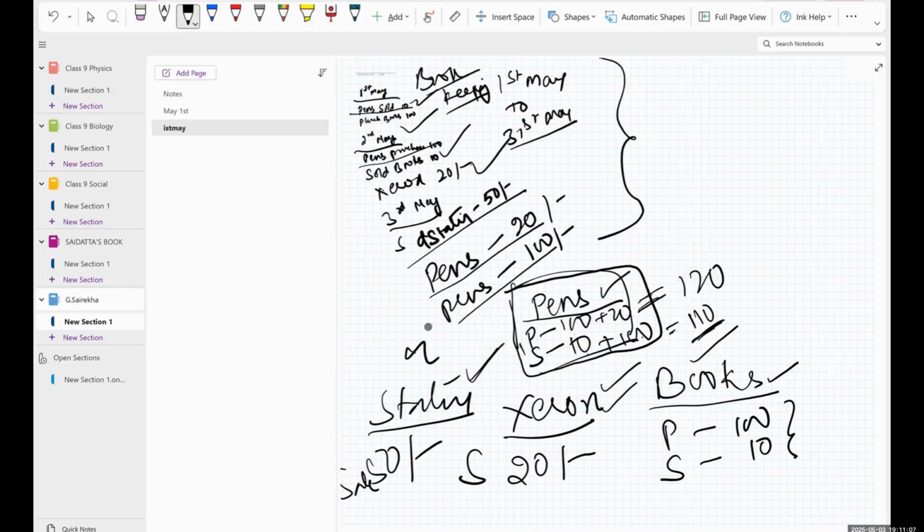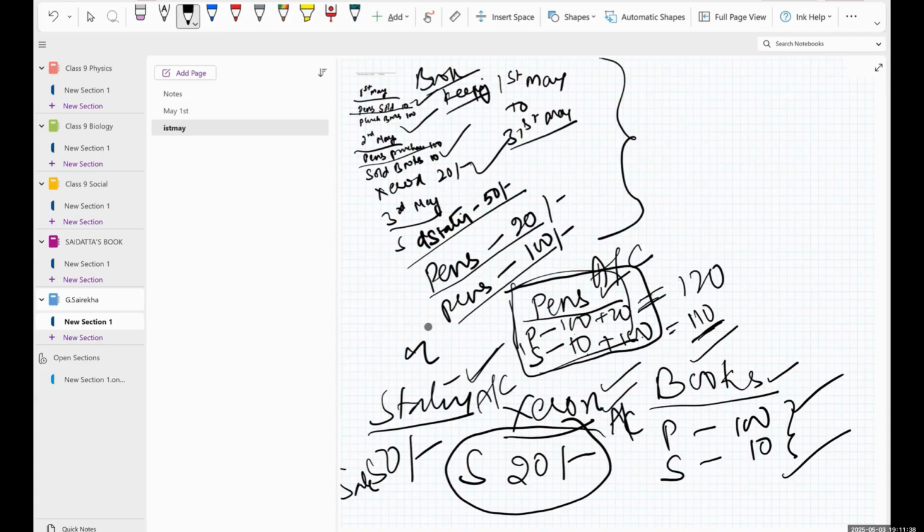If you are asked what the Xerox expenses for this month are, you tell 20. How many books did you purchase this month? 100. How many books did you sell? 10. How much did you spend on stationery? 20. So if the owner comes and asks any question, you answer in a fraction of seconds. Yes, ma'am. Now this has become easy for you.